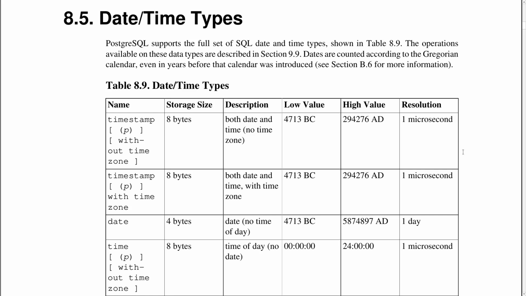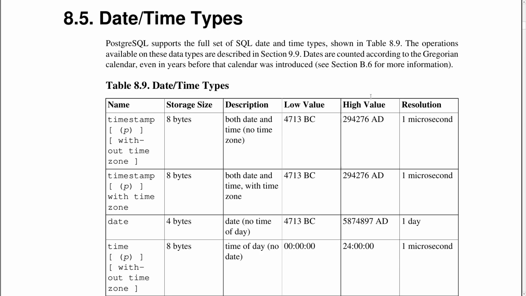Now we will just go through the documentation. For date and time types, we have certain columns: name, storage size, description, low value, high value, and resolution. The first row is timestamp with precision, without time zone. This is a timestamp which does not know the time zone of the clock. Storage size is 8 bytes. The description says it contains both date and time, but no time zone. Low value is 4713 BC, high value is 294276 AD, and resolution is 1 microsecond.